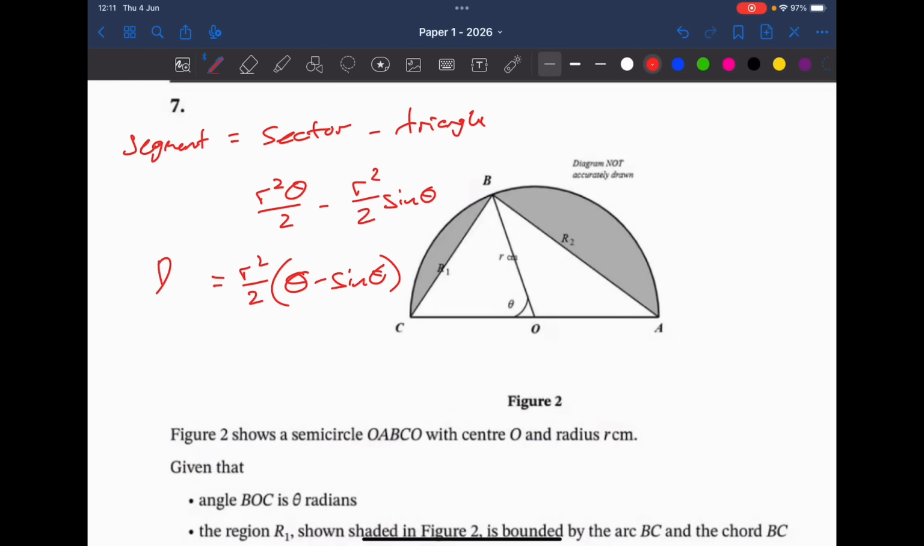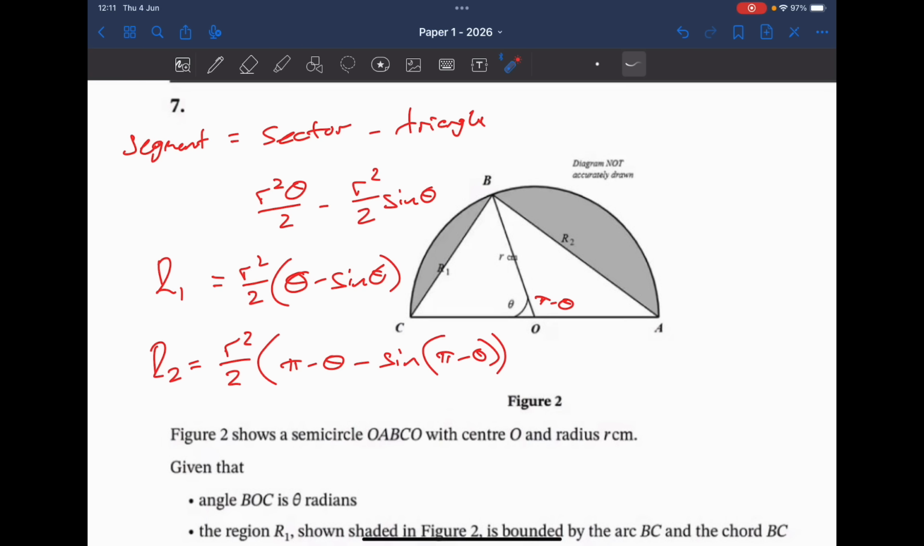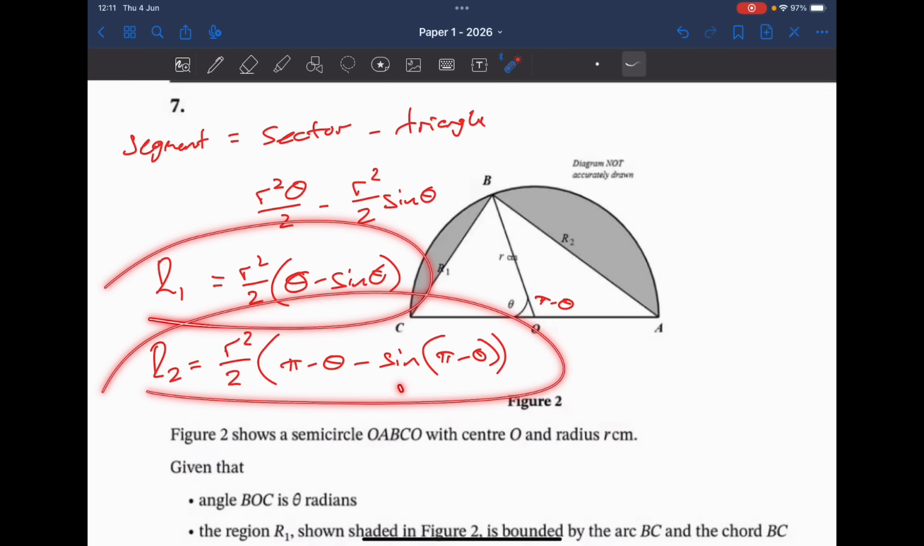That is actually R1 in this case, because R1 is just using all the general numbers. But R2 is slightly different because we don't know what that is straight away. But we do know that it must, alongside theta, add up to pi. So it is pi minus theta. So using that, we're just going to swap over those thetas. So still r squared on 2, but the theta is now pi minus theta, and the same inside that sine, pi minus theta. So now we have an expression for R1 and an expression for R2.